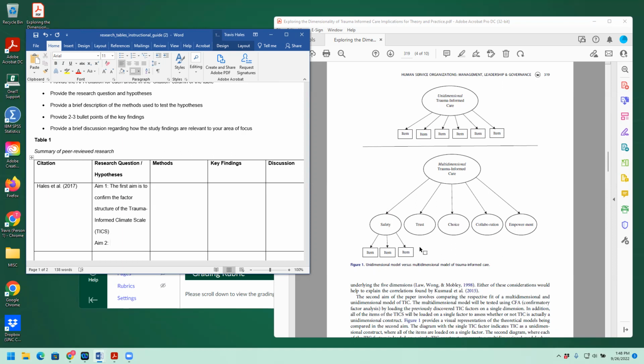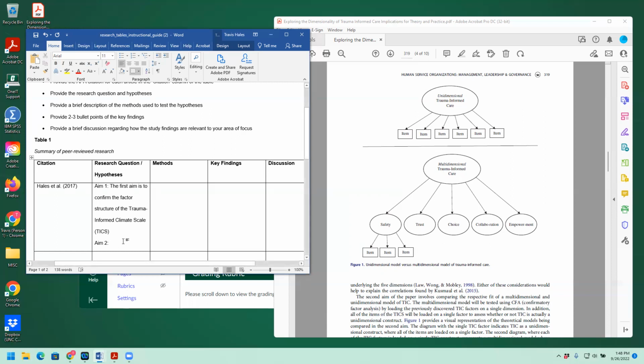And the next step was to really confirm this factor structure and to assess if it fit a unidimensional model, to where all 5 of these factors were kind of blended into a single factor, and then a multi-dimensional model, to where these factors were kept separate, but they share an underlying dimension here.